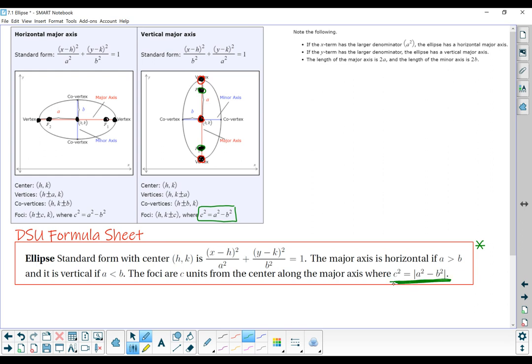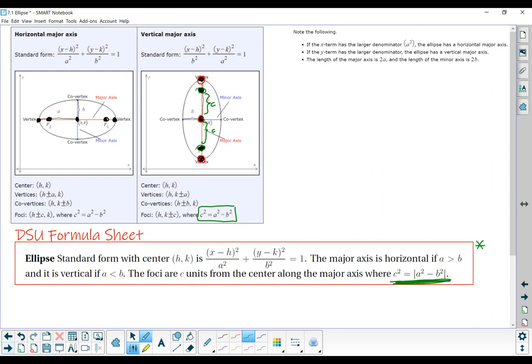It uses absolute value bars on that formula sheet. That's just because it needs to be positive. Sometimes a is bigger than b, sometimes b is bigger than a, so you'll just have absolute value bars; it just needs to be a positive number. And then to get c, you need to take the square root. Calculating c is helping you find this distance between the center and those foci.